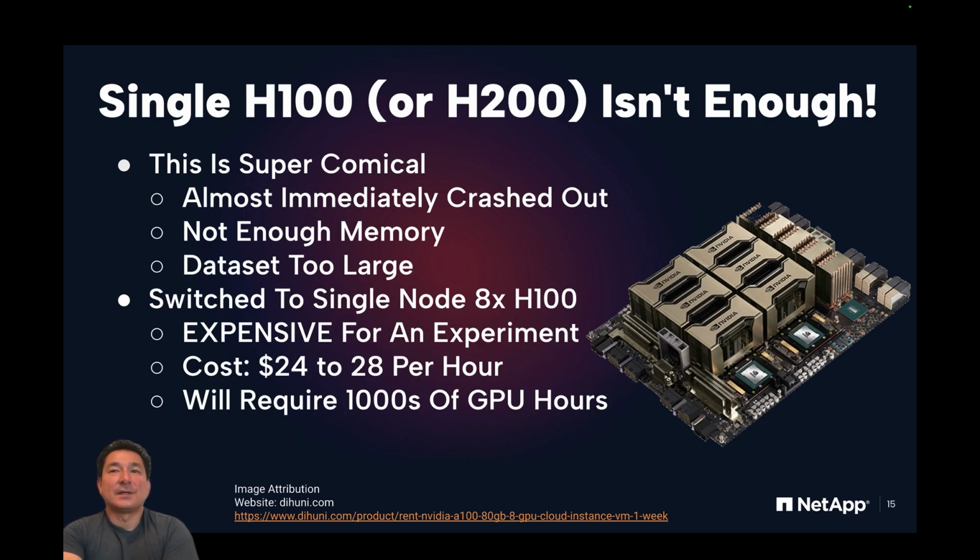So if a single H100 or H200 is not enough, then we need to expand into multiple nodes. In my experiment, I switched to a single node with 8 H100s. As you can imagine, this gets pretty expensive, even for a conference talk, when you're talking about roughly $24 to $28 per hour. So for the demo at the end of this section, we're actually going to quit quite early in the training process, roughly only about 10% of the way through. And because we're stopping early, that model is going to be not so great, actually quite bad in fact.